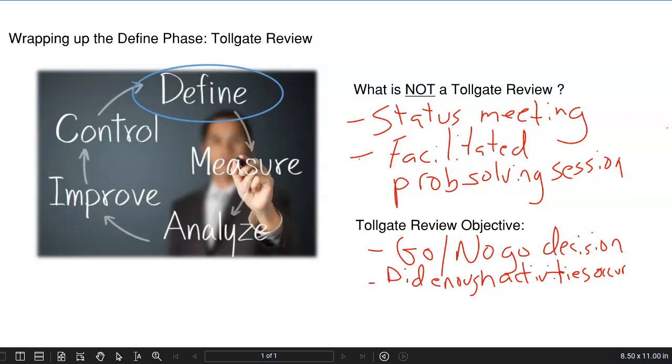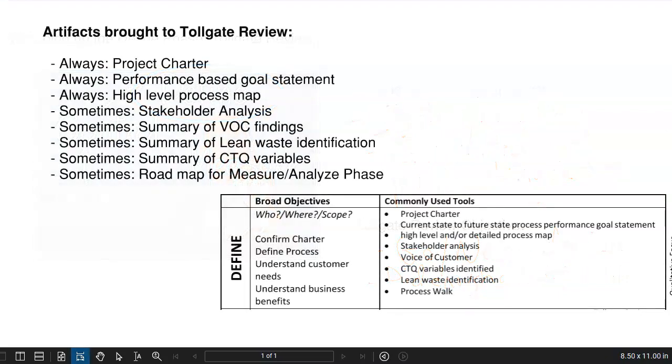Tollgate review. So here's a list of the things that I typically bring to a Tollgate review, where I'm, as a team leader, meeting with the sponsor and probably other decision makers, maybe the process owner, on a go, no-go decision related to this initiative. On day one, we assumed that this poor performance was something that in future state we'd want to improve. And so a whole process improvement team was formed around it.